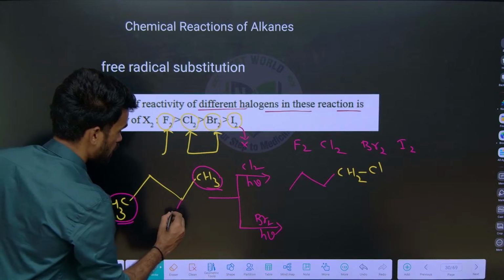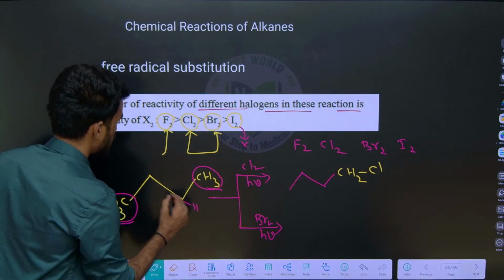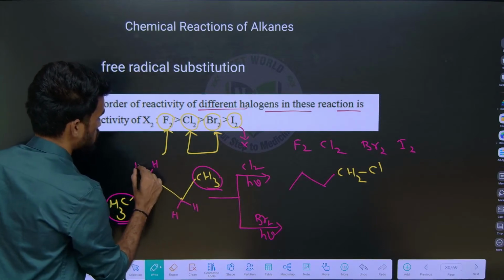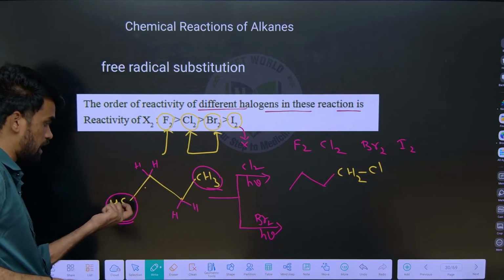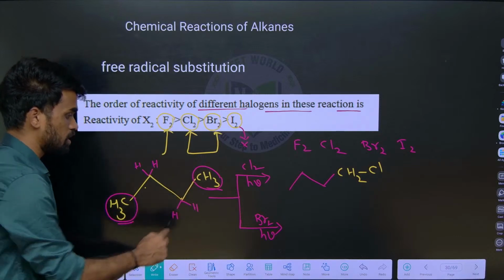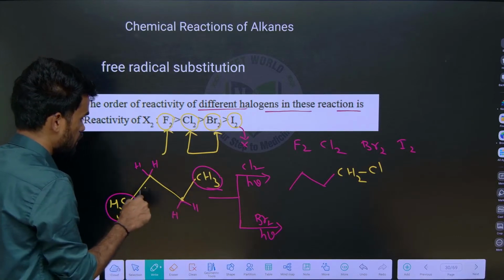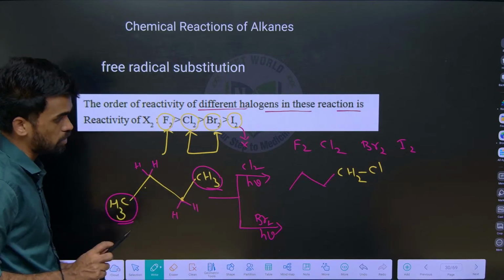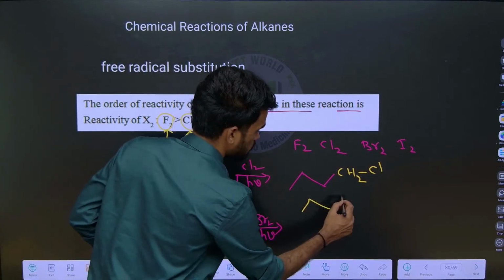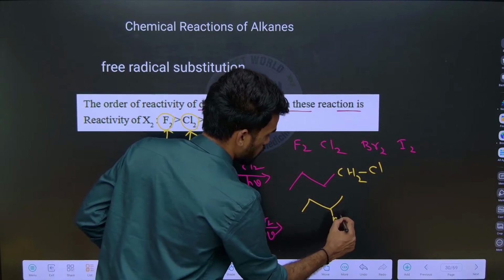Similarly, here we have two hydrogens, and here also we have two hydrogens. These two are also the same type of hydrogens, because the chemical environment is the same. This side has a methyl group, and for this carbon also a methyl group. Therefore, I can replace one of these hydrogens and write it as chlorine like this.